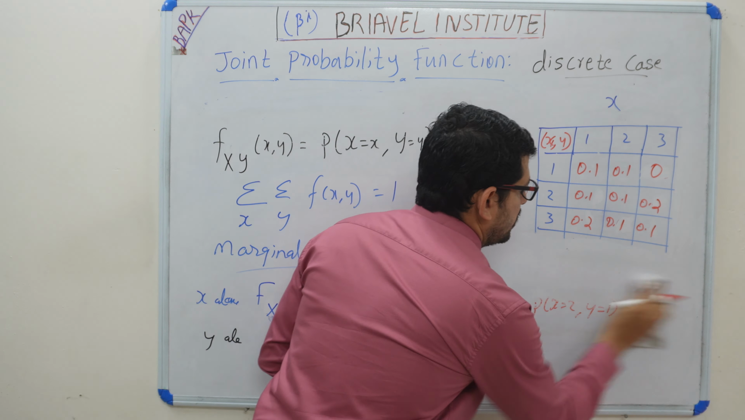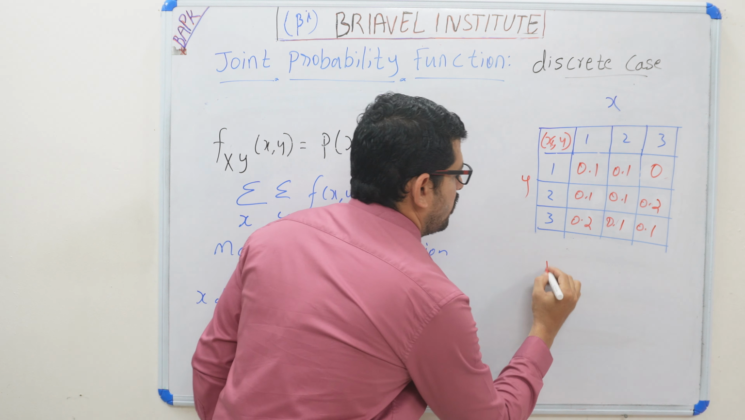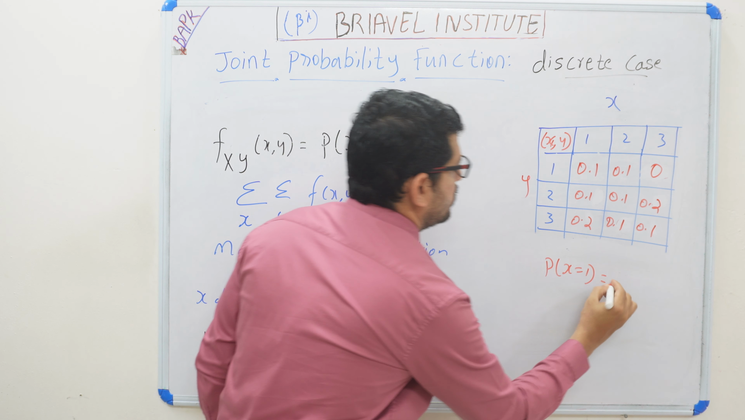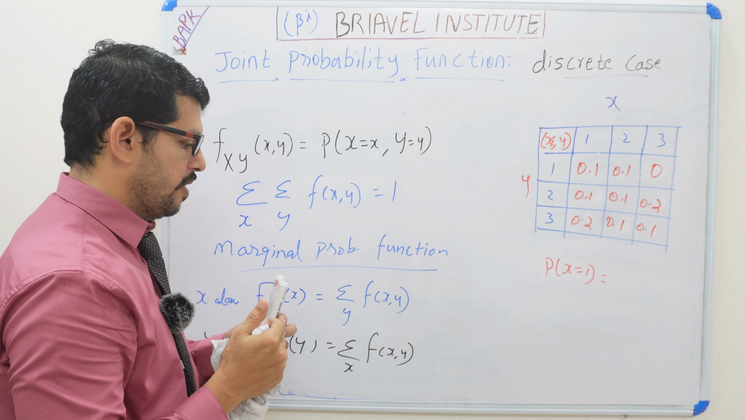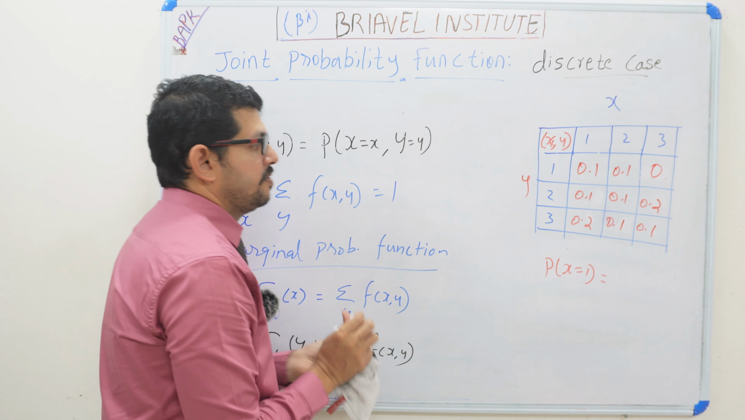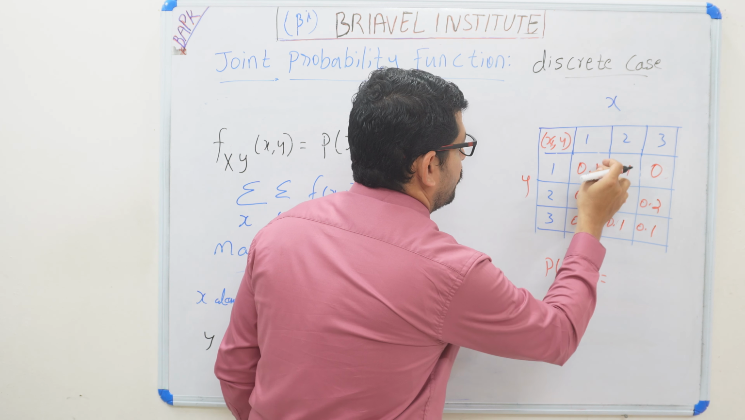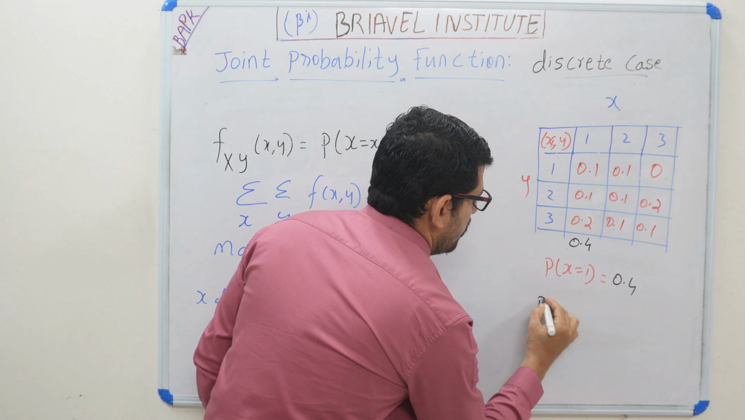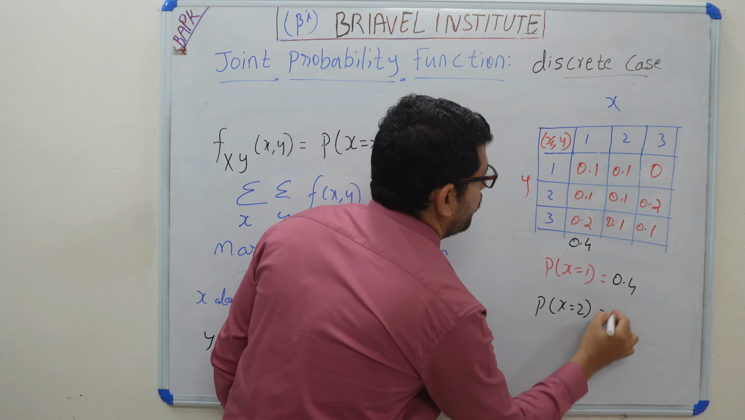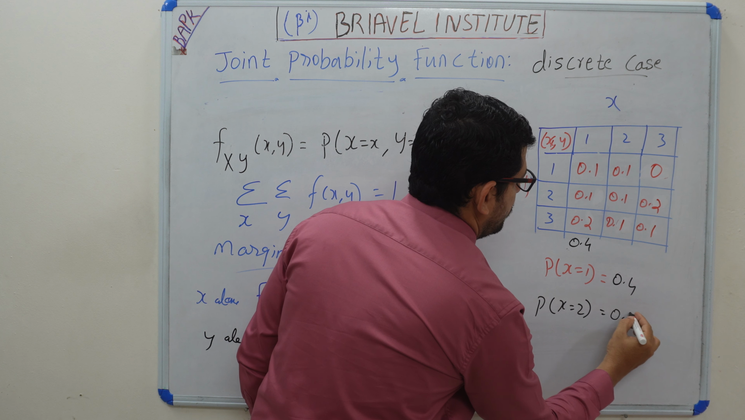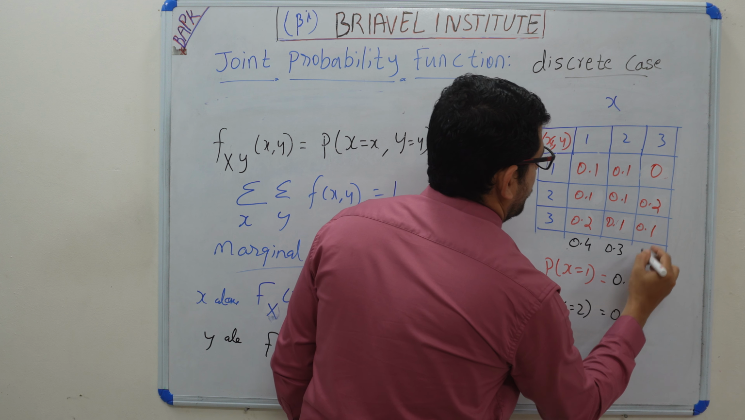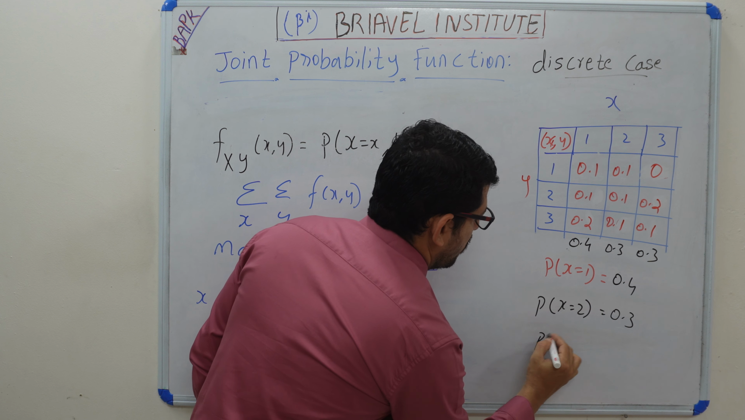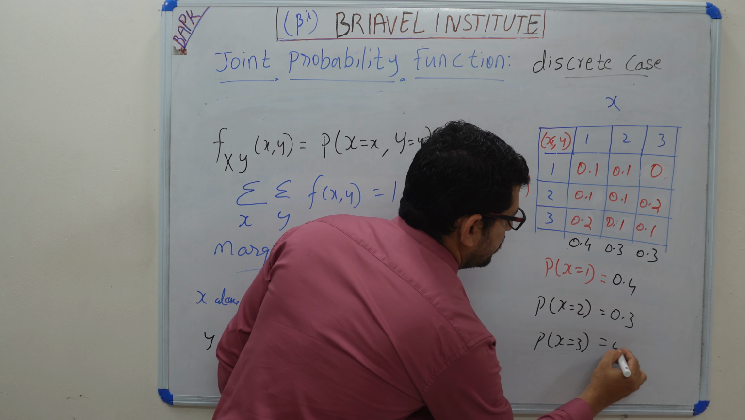Now how to write the marginal probability? Marginal probability of x is equal to 1. So what is the probability of x is equal to 1? This is a marginal probability. We have to add all the y terms, 0.1, 0.2. So this is 0.4. So I got 0.4. Probability of x is equal to 2. So we need to add here 0.3. We are adding here also 0.3. So probability of x is equal to 3 is also equal to 0.3.